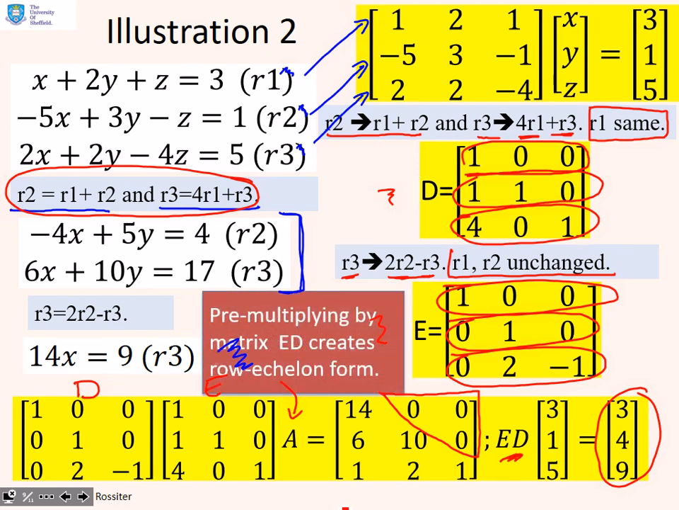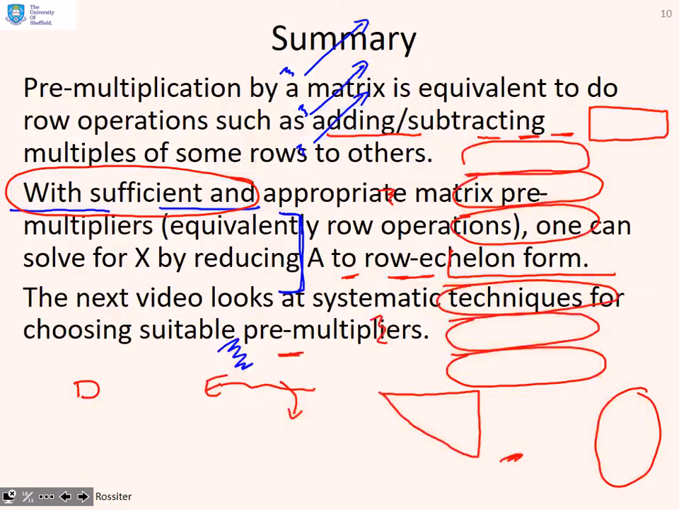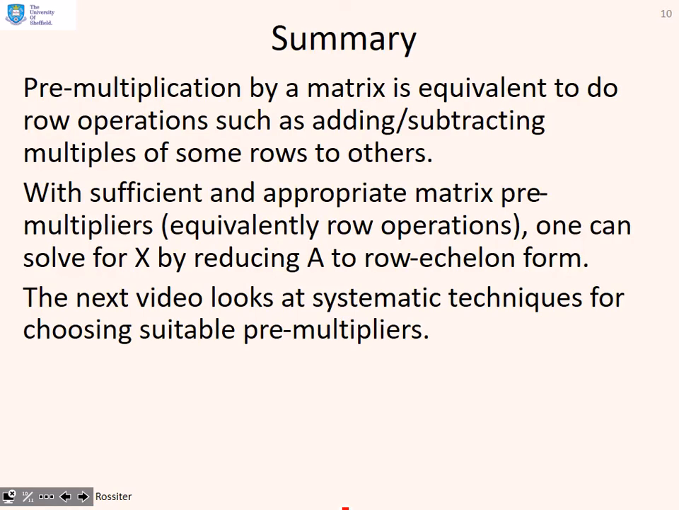And if we can choose suitable E and D, we can create a row echelon form, which is then easy to solve. So in summary, pre-multiplication by a matrix is equivalent to doing row operations such as adding and subtracting multiples of some rows to others. With sufficient and appropriate matrix pre-multipliers, you can solve for x by reducing A to row echelon form. Now, we've not told you how to define these systematically yet, so that will come in the next video.